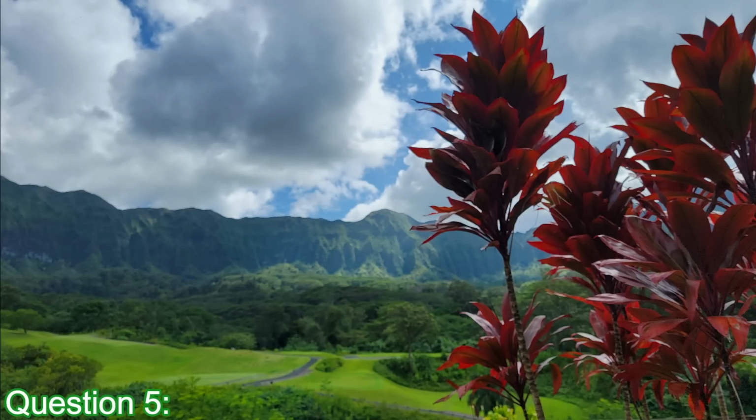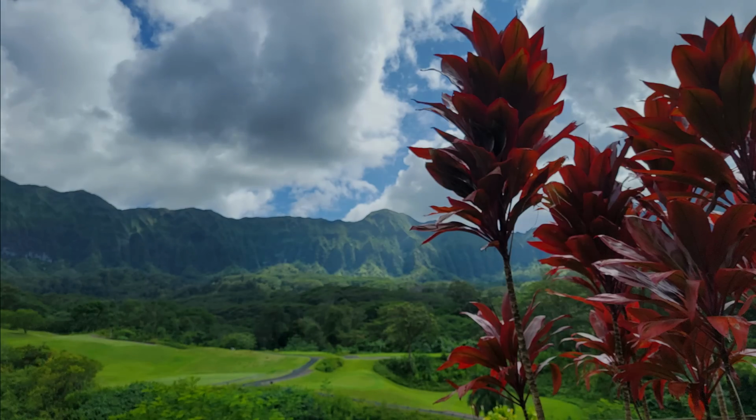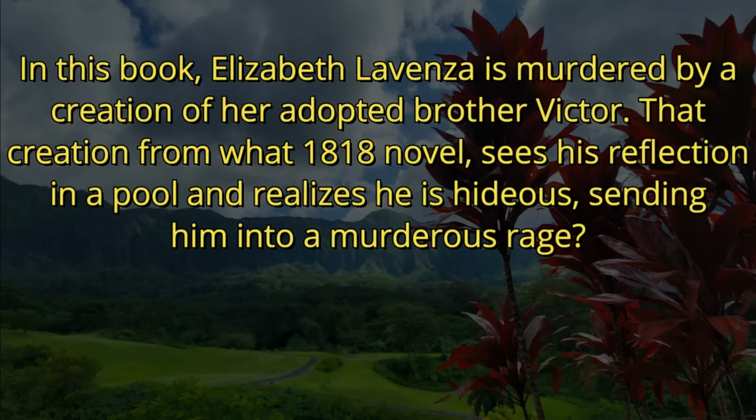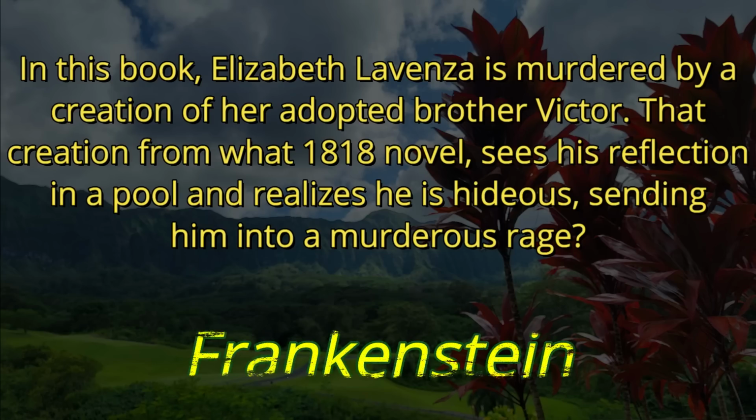Question number 5. In this book, Elizabeth Lavenza is murdered by a creation of her adopted brother Victor. That creation from what 1818 novel sees his reflection in a pool and realizes he is hideous, sending him into a murderous rage? That novel is Frankenstein.